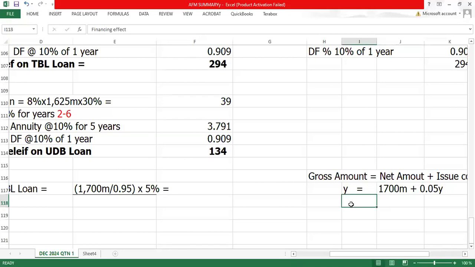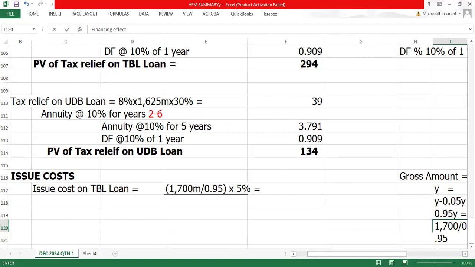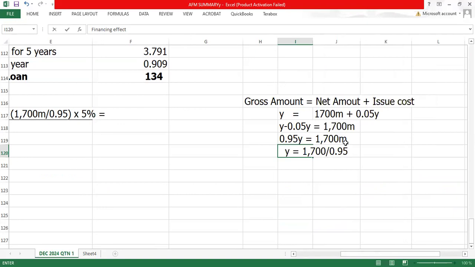This is the longer process. So you need Y. It will be Y minus 0.05 Y, which will be equal to 1,700 million. So you will be left with what? 0.95 Y, which is equal to 1,700 million. So your Y, the gross amount, will be 1,700 divided by what? 0.95. That's why here we are just using the shortcut. You don't need this. This is for level 1.